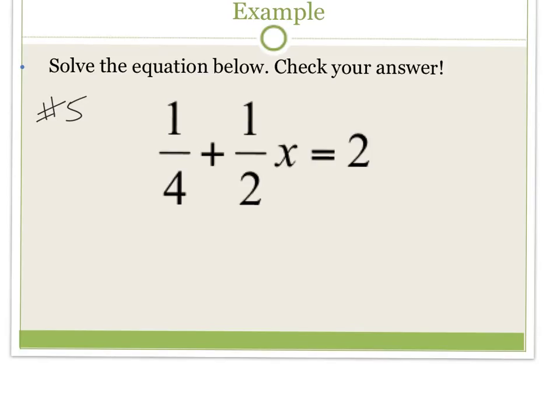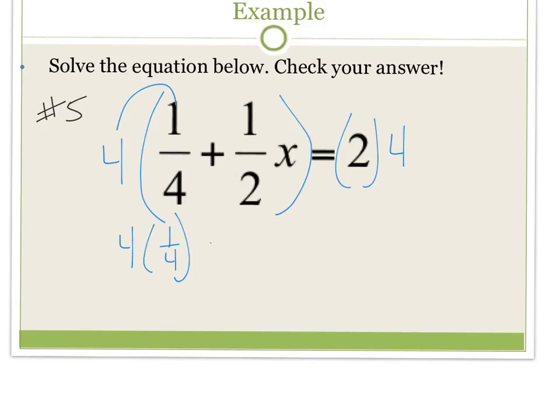Here's point number 5 to put in your notes. As you see, I have some fractions here. Now, many people don't like to work with fractions, and so I'm going to show you a way of getting rid of them. To get rid of the fractions, I'm going to multiply by a multiple of the denominator. So as a denominator, I have a 4 and a 2. To get rid of that, I'm going to look for something they both go into evenly. Well, they both go into 4 evenly. So I'm going to multiply both sides by 4. I can do whatever I want as long as I do it to both sides of the equation. So as I distribute this, I get 4 times 1/4 plus 4 times 1/2 x equals 2 times 4.